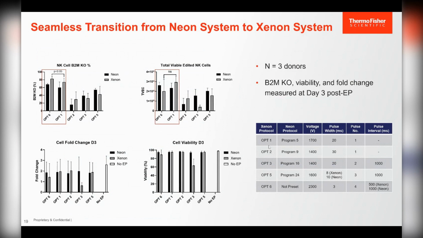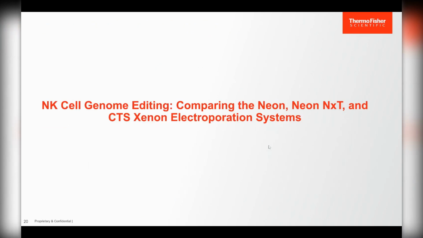So based on that, we selected only one program, called program 5 or optimization 1, having 1700 volt, 20 millisecond, and one pulse. And in the coming slides, we are going to show the data based on that one program. We edited the NK cells at a small scale as well as at a larger scale. So first, we are going to discuss the small scale NK cell genome editing.